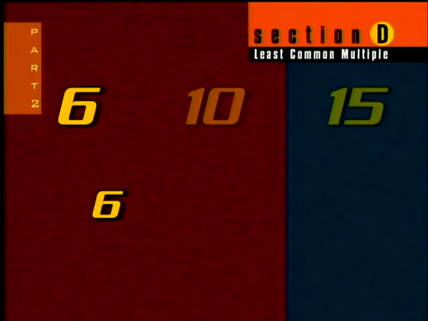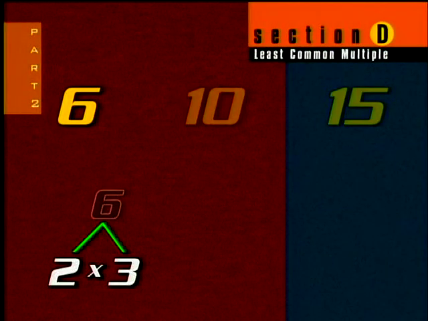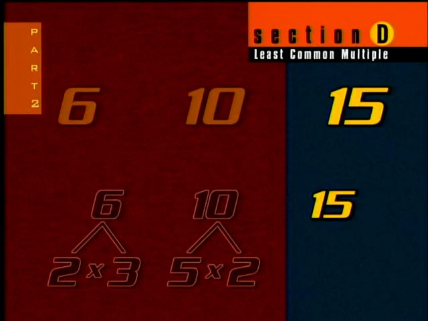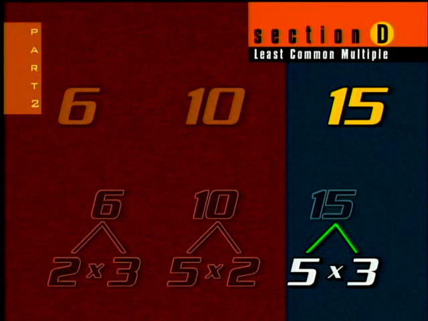So, if we take 6, we get the prime factors 2 times 3. 10 breaks down to 5 times 2, and 15 gets mapped out so that its prime factorization is 5 times 3. Now we've got all our prime factors and we need to express them with exponents.